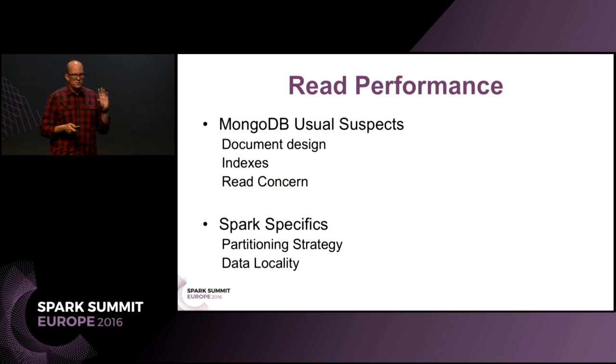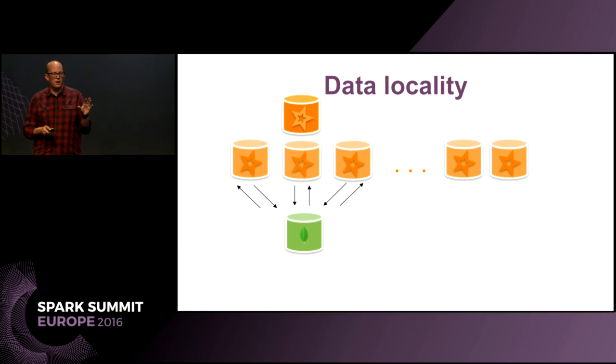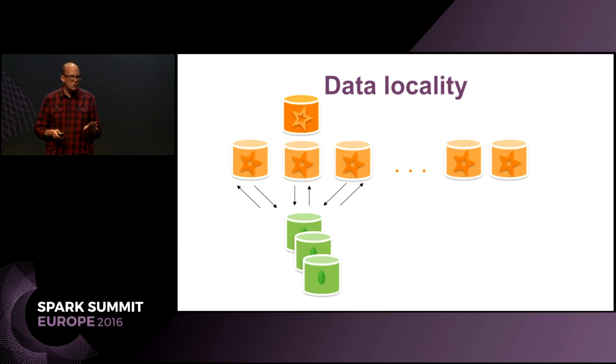Regarding performance, we have the MongoDB usual suspects, but the Spark one is all about data locality, which really comes down to how you partition. So if you have a single node with MongoDB, there's no data locality available, or with a replica set, you're going to speak to one or more of your nodes potentially.